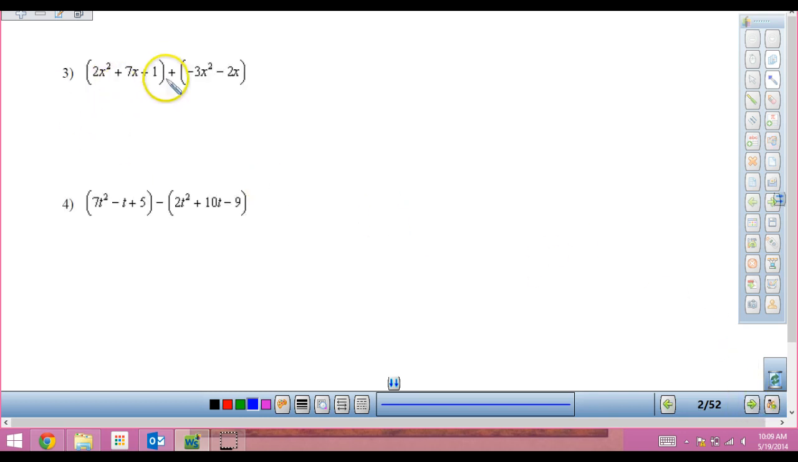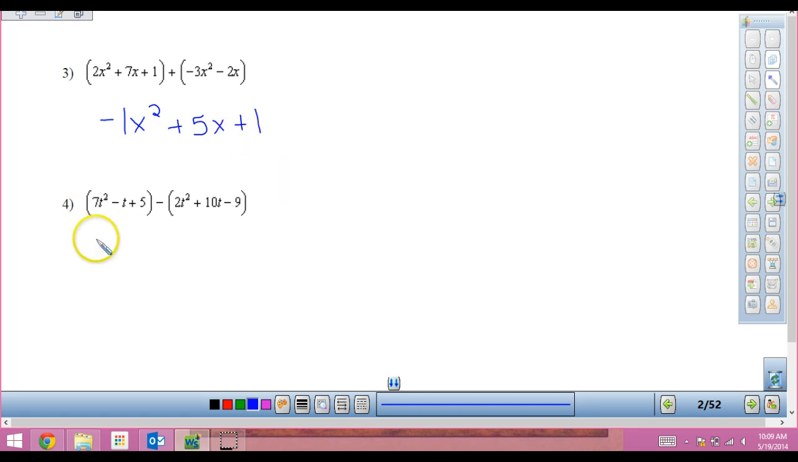Moving on to adding these things, remember we're only adding like terms. So x squared is 2x squared plus a negative 3x squared gives us a negative 1x squared. And then our x's, so 7x plus negative 2x plus 5x. And then there's nothing to combine that plus 1 with, so we get plus 1. We leave our answer just like that.